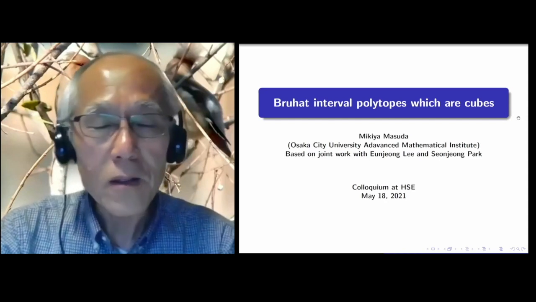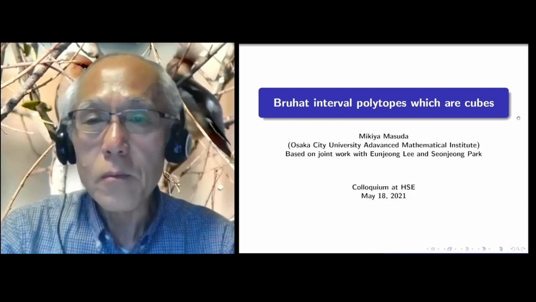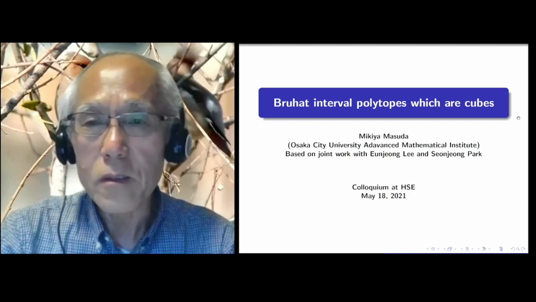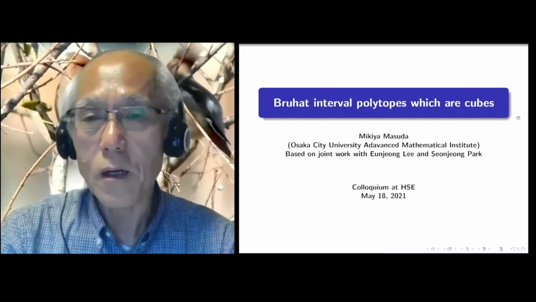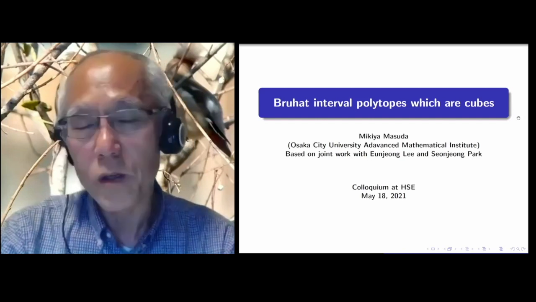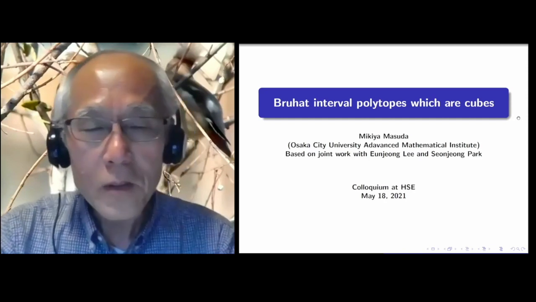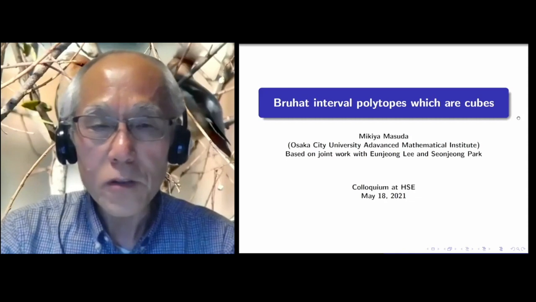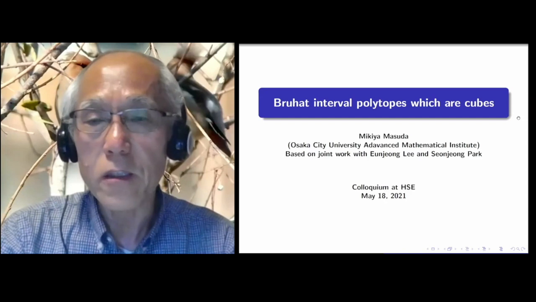So here's my title, the Bruhat interval polytopes, which are cubes. But precisely speaking, these are not exactly cubes. I mean that they are combinatorially equivalent to cubes. Okay, anyway, this talk is based on joint work with Eunjung Lee and Sanjay Park.